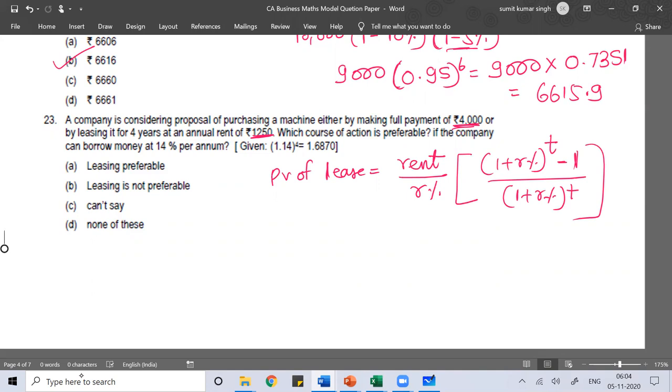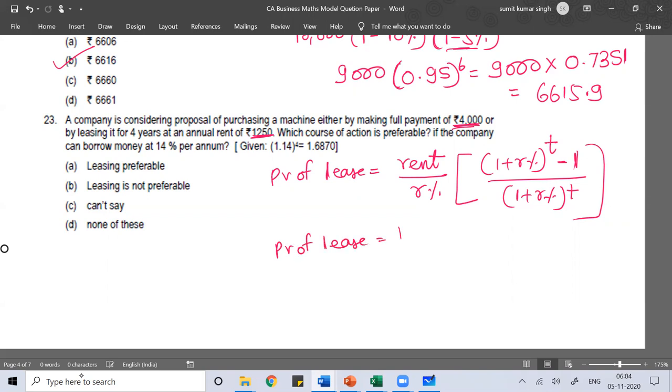If you have any doubt or you want to understand more about this formula, feel free to write in the comment option, or you can watch my video on installments. You'll find that video in the playlist. There you'll understand the concept. So the present value of lease.